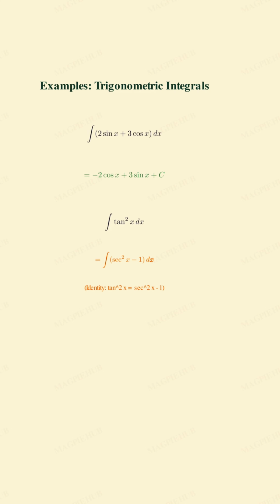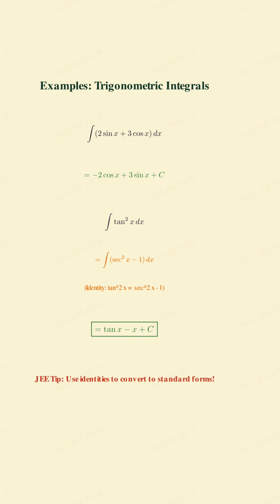Example 2: integrate tan squared x. There's no direct formula for tan squared. The trick: use the identity tan squared x equals sec squared x minus 1. Now integrate: the integral of sec squared x minus 1 equals tan x minus x plus c.